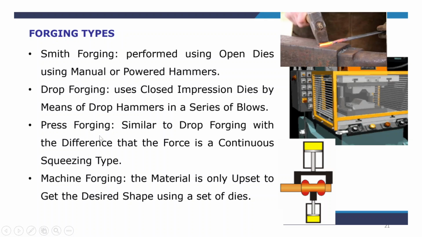In case of press forging, it is similar to drop forging with the difference that the force is a continuous squeezing type. The ram will be at a particular speed, and it will be squeezing the material in the cavity, compared to drop forging, where you provide blows with the help of hammers. Next is machine forging.